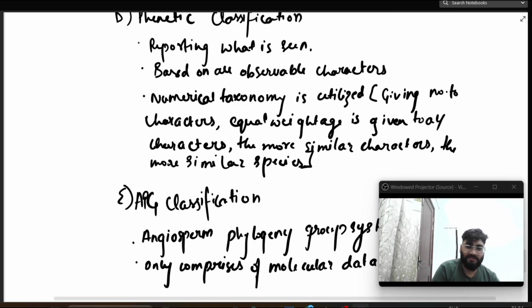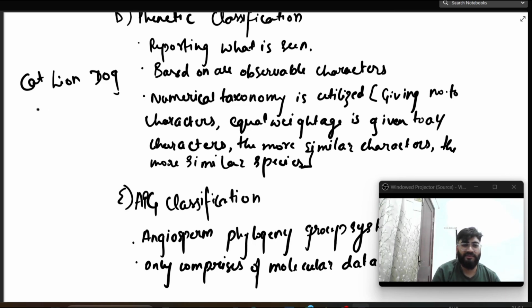I'll take an example. We have cat, and then we have lion, and then we have dog. Let's say cat and lion have 7 common characters, but dog and cat and lion have 3 common characters. So more weightage is given to cat and lion. They will be put into the same category, and dogs will be put into a different category.